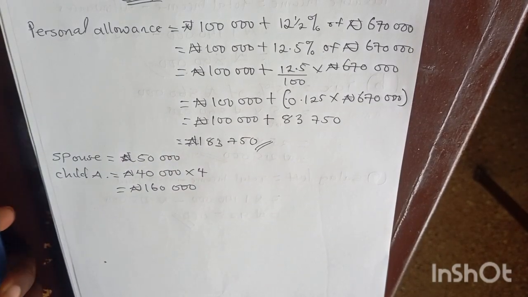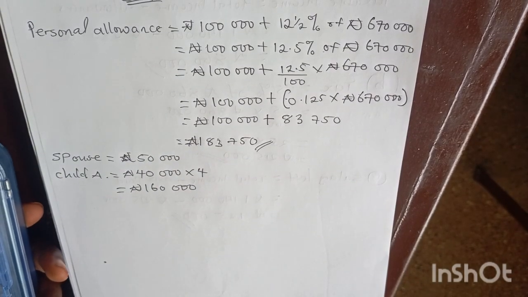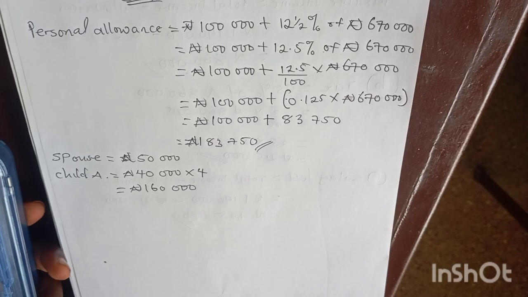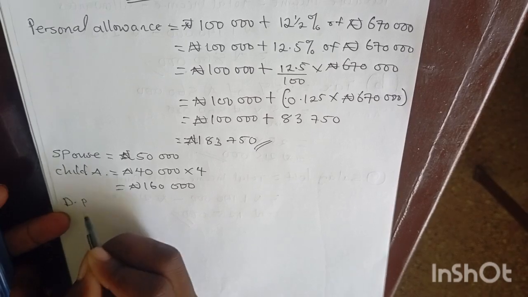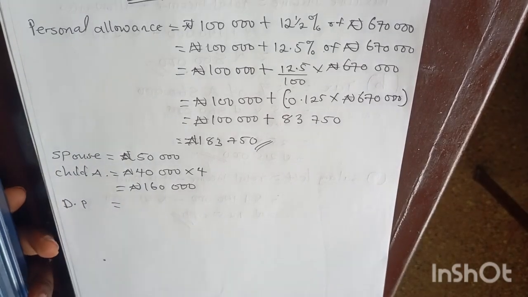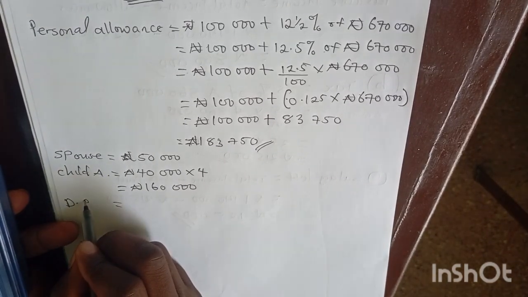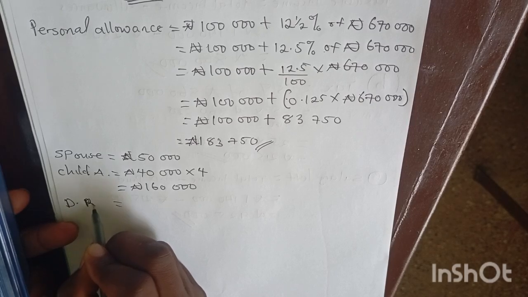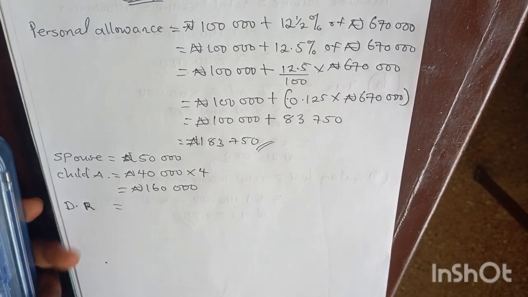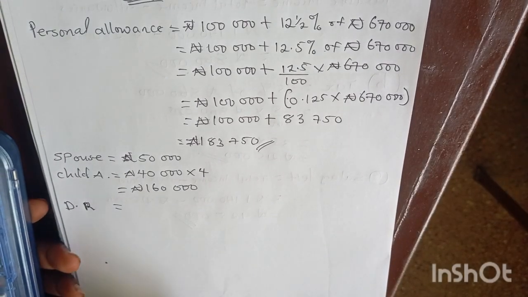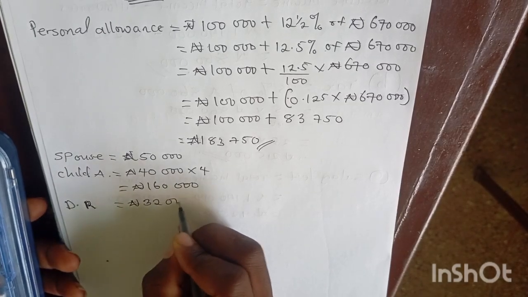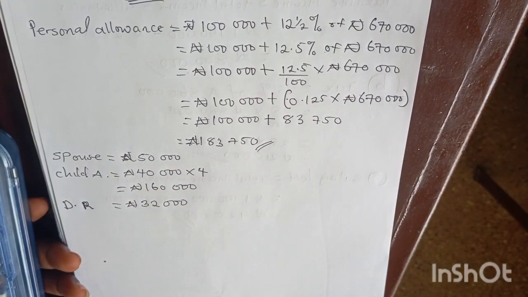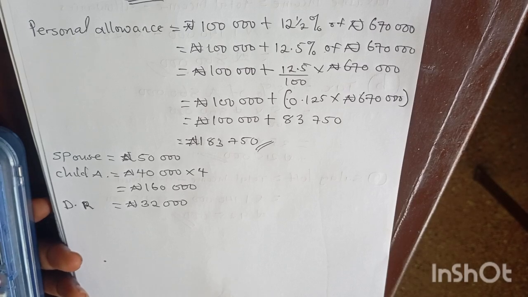160,000. And then they said that he claims 32,000 for dependent relative. So can I write DR, dependent relative? So now for the dependent relative we say 32,000. That's for a dependent relative.